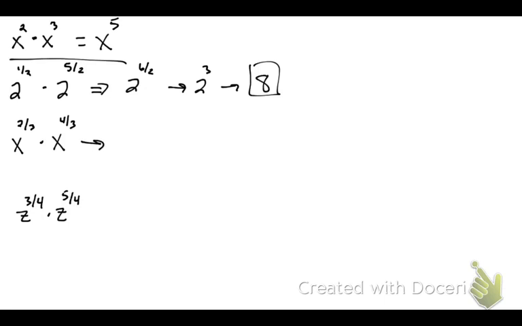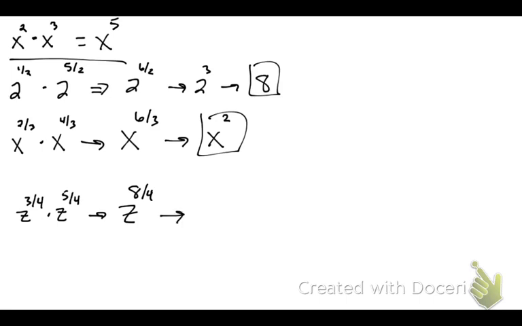Bases are the same and we're multiplying, so the exponent would become x to the 6/3. But 6/3 is the same as 2, so we can write this as x squared. In the last problem, z to the 3/4 times z to the 5/4. Well, this is z to the 8/4, but 8 over 4 is 2, so this becomes z squared. Let's look at a different idea.